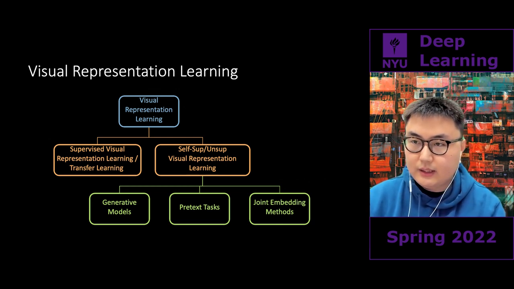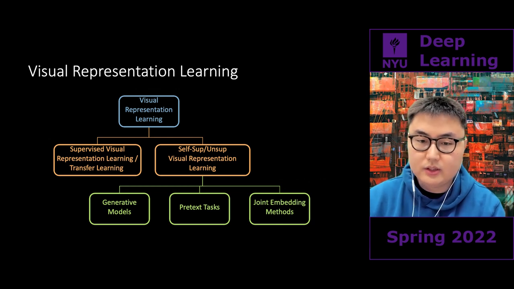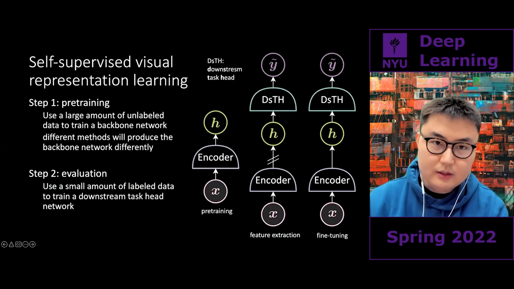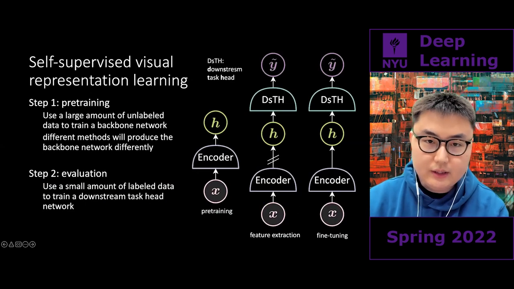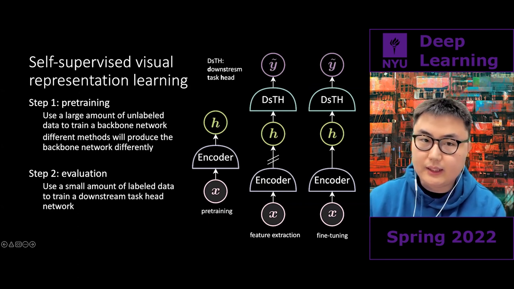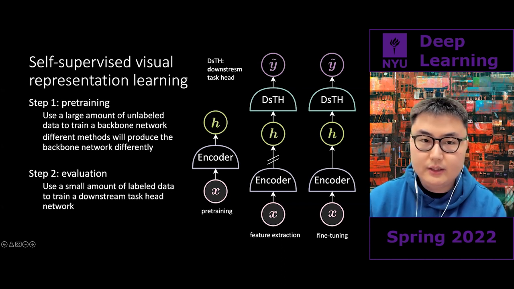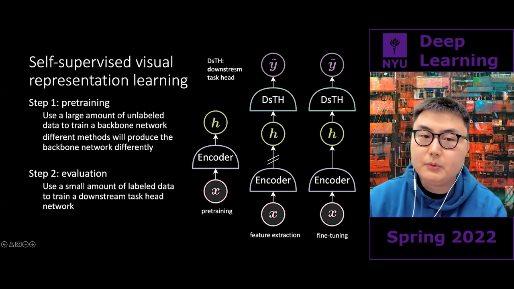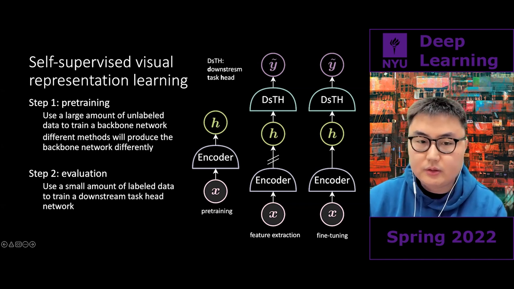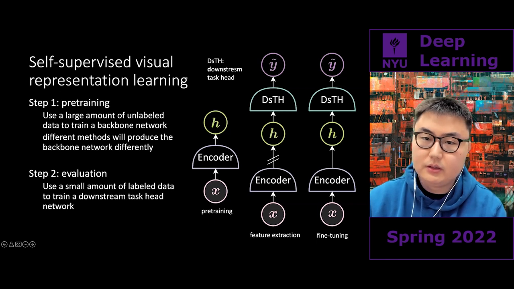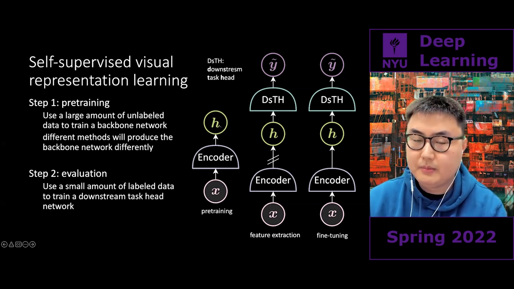So in general, we have three categories of method: the generative models, the pretext task, and the joint embedding method. For self-supervised visual representation learning, really you have two steps. The first step is pre-training. The idea is you use a really large amount of unlabeled data to train a backbone network. Different methods will produce a backbone network differently. So you get an encoder, a backbone network, where you get an image and you can generate some representation of the image.